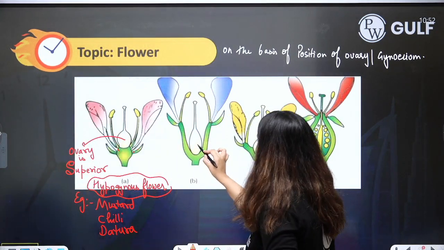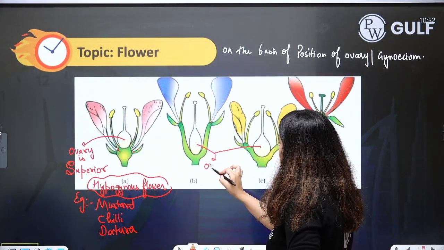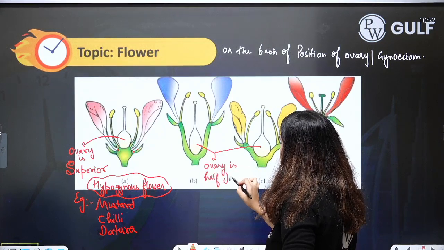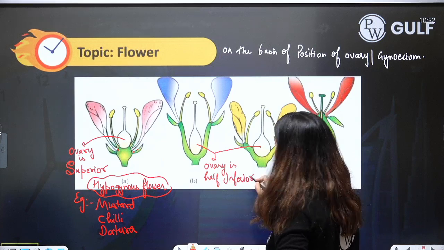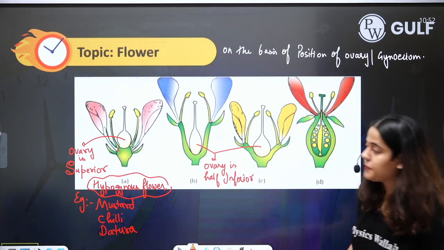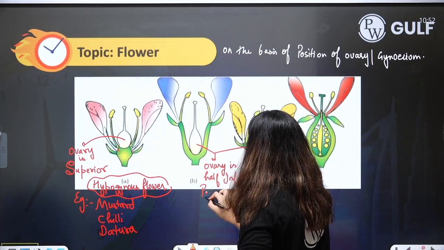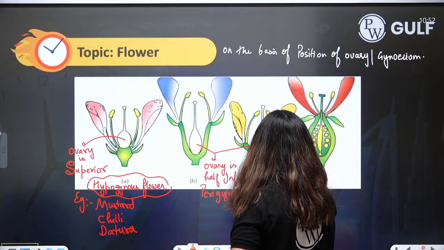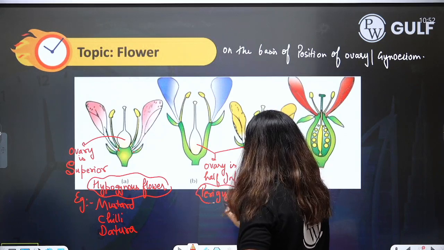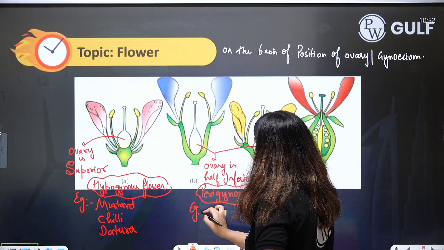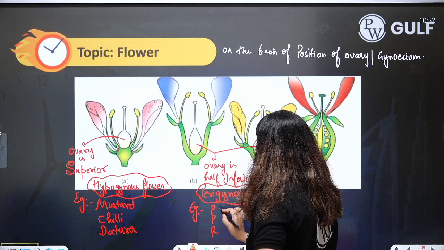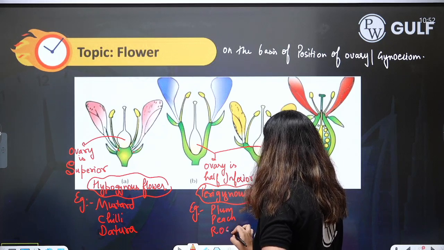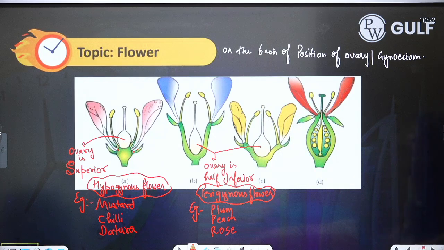In this, you can see that the ovary is at the middle. So we can say ovary is half inferior. Everything is developing from the middle of the ovary. Such a type of flower is known as perigynous flower. Example, PPR: plum, peach, rose.